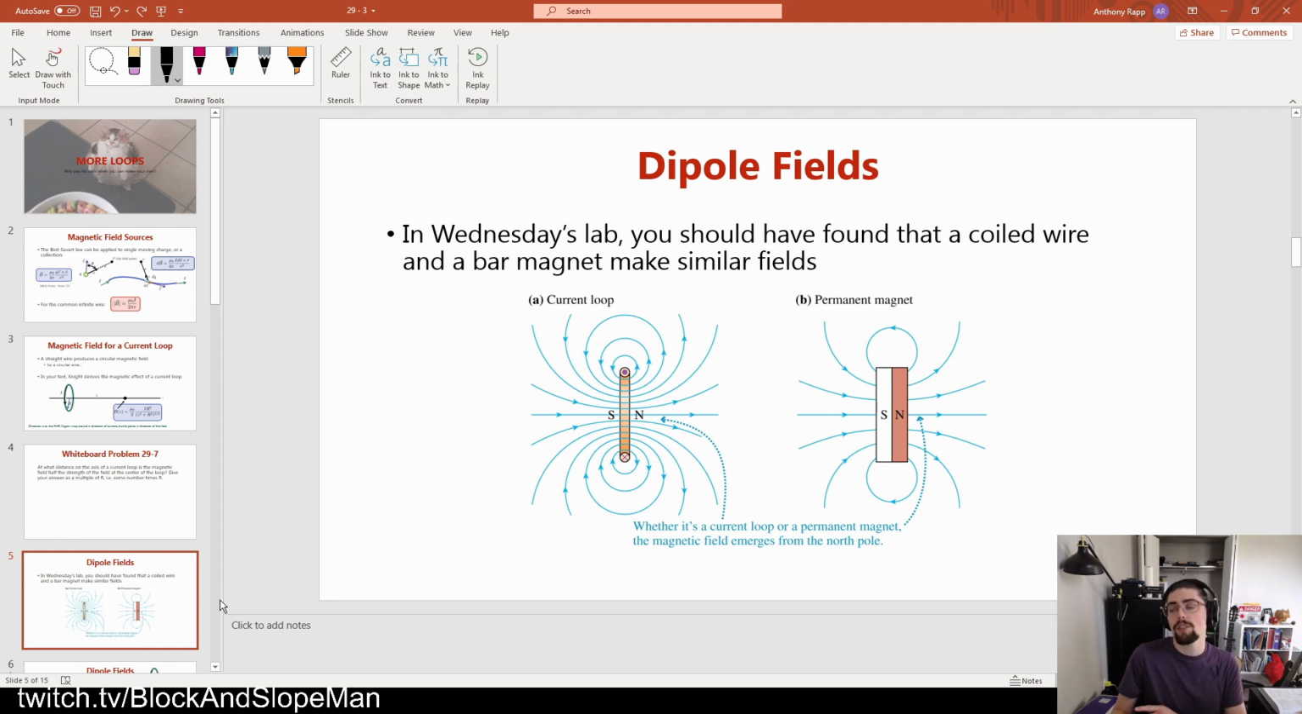But we can use this for all sorts of different things. You don't always have to have a permanent magnet. And in fact, I think I've talked about this, the strongest magnets in the world are not permanent magnets. They're electromagnets, just like this current loop.